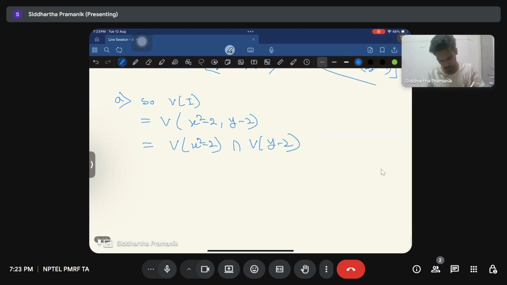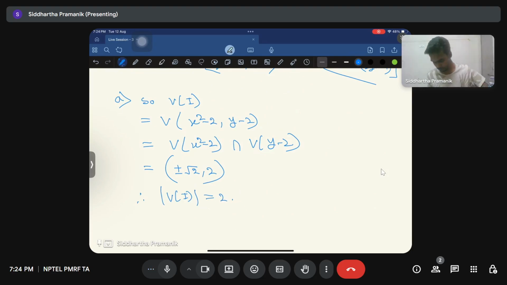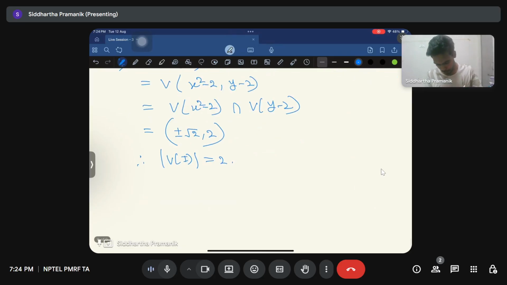Okay, so the variety of this one is just plus minus root 2. So this is plus minus root 2 comma 2. So that means the cardinality of the variety of I is basically 2. So this gives a solution for part A. Now part B.